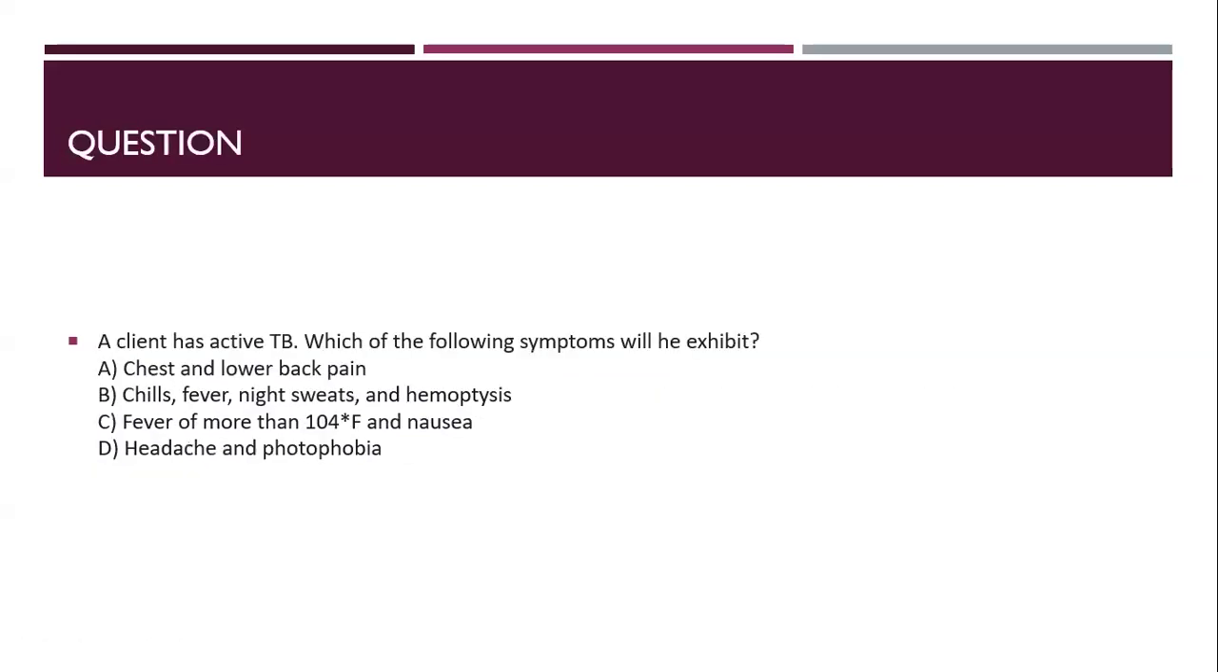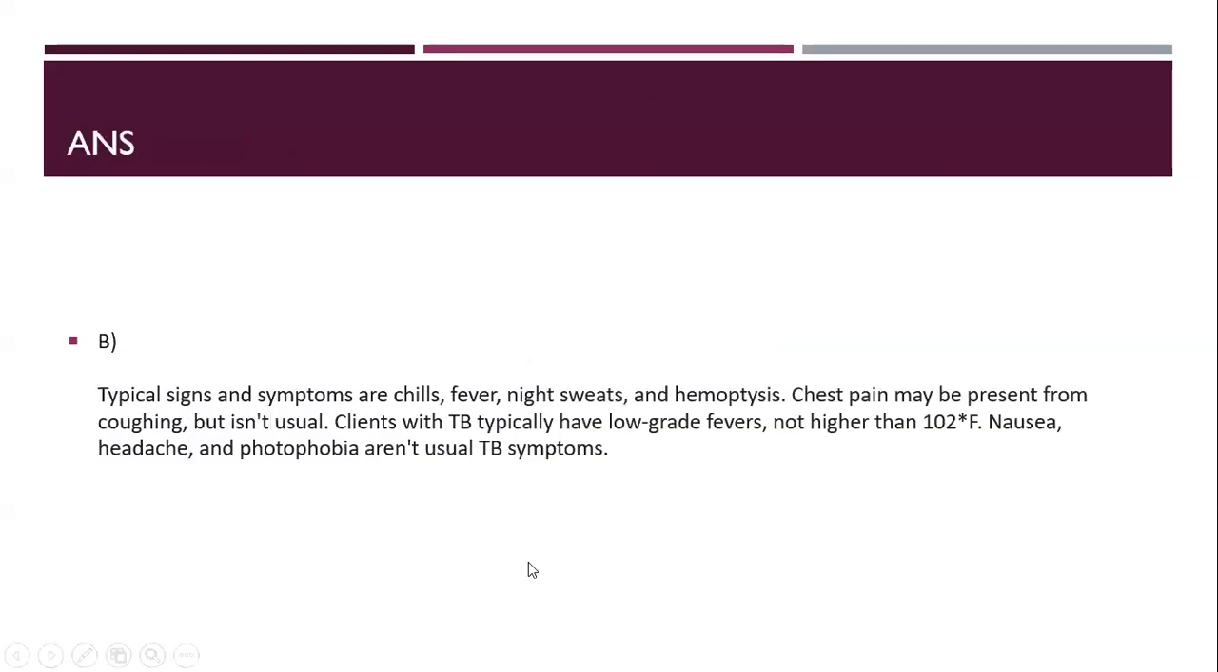Next question, Madam Bennett. A client has active TB. Which of the following symptoms will he exhibit? A, chest and lower back pain. B, chills, fever, night sweat, and hemoptysis. C, fever of more than 104 degrees Fahrenheit and nausea. D, headache and photophobia. B, right? I'm picking B. All right. No time to waste. Okay. All right. So next question.